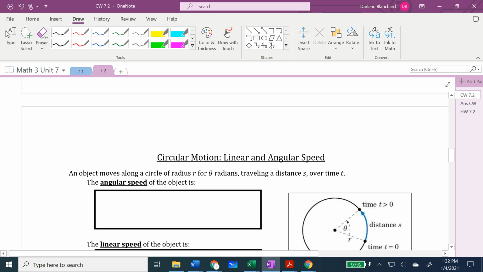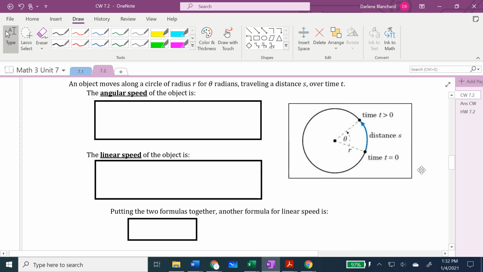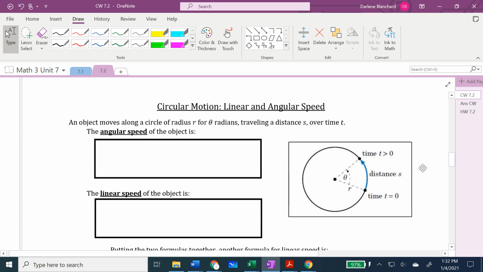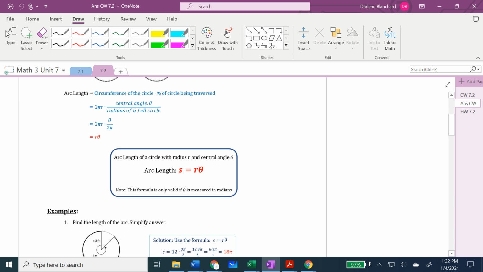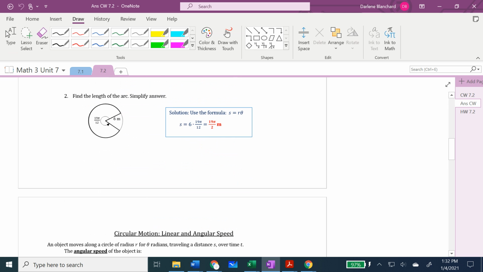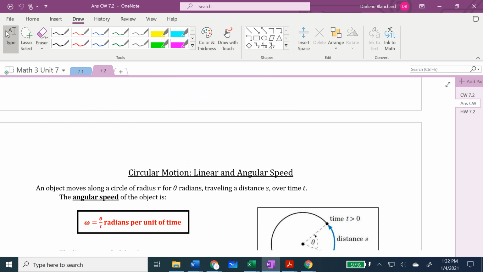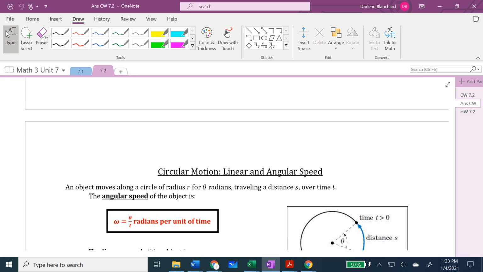So you want to understand then the difference between angular speed and linear speed. Angular speed is how quickly the angle is turning. That's where you're going to be looking at things like revolutions per minute. Revolutions per minute is an angular speed. I'm going to grab the answers. So angular speed is usually designated by this Greek symbol, omega.